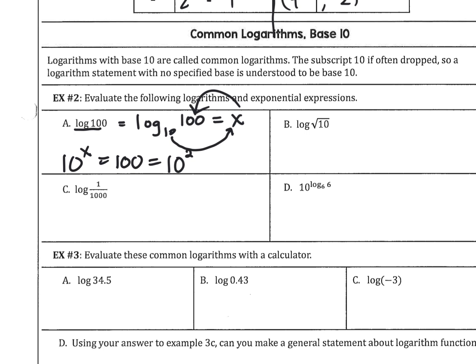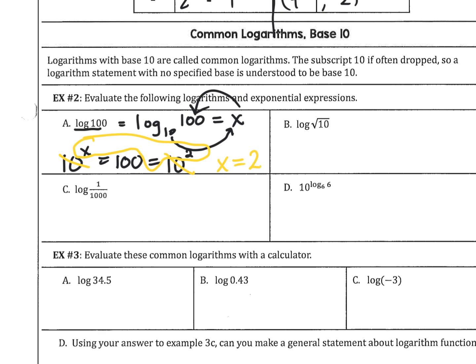So, if 10 to the x is equal to 10 to the second, I want you to notice something. We can get rid of this part because it matches. So what does x equal? Yes, so x equals 2. Let's try it again.